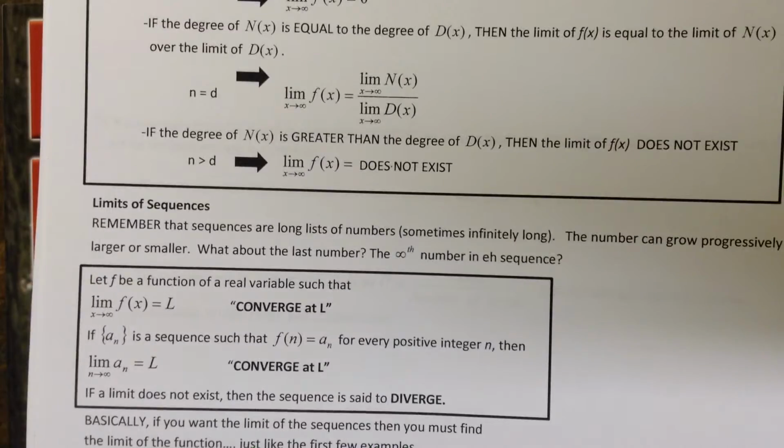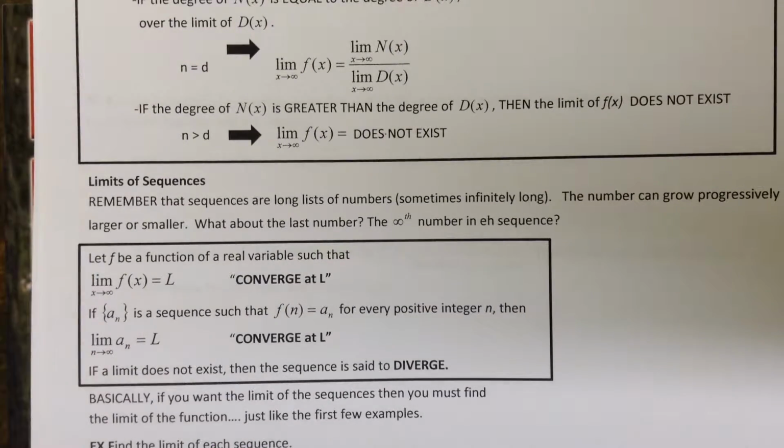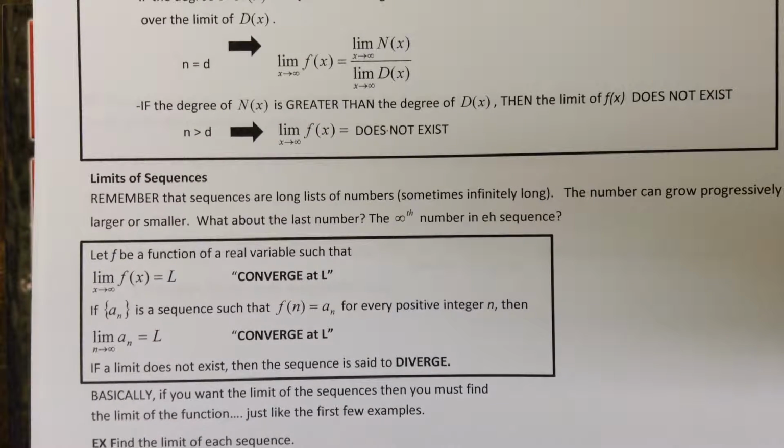Also, another thing to point out is the wording on converge and diverge. If you have these limits heading off towards infinity and you can actually get an answer like 0 or any other kind of number, then it is said to converge at that number. If you get a limit does not exist situation, then that is the one that is said to diverge. That's the big word right there.